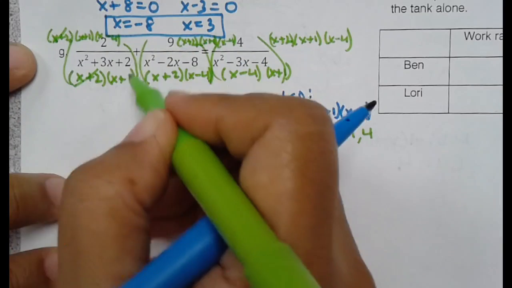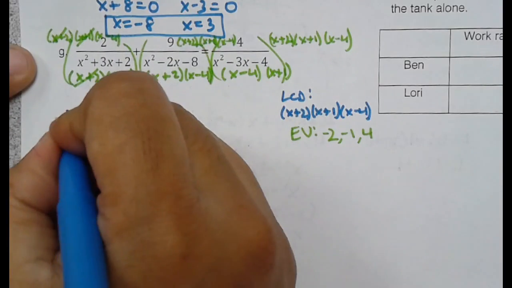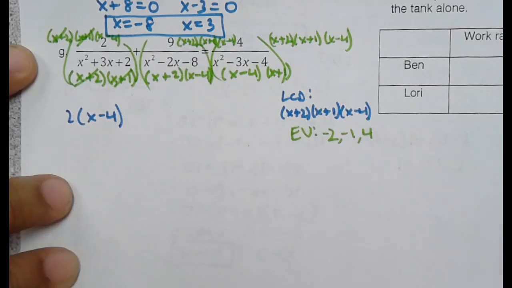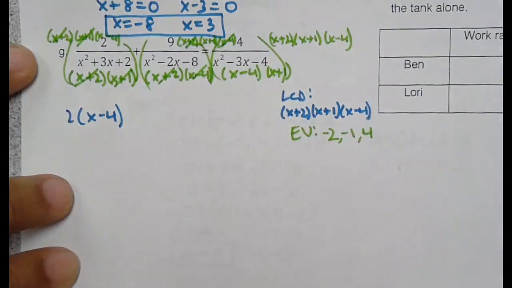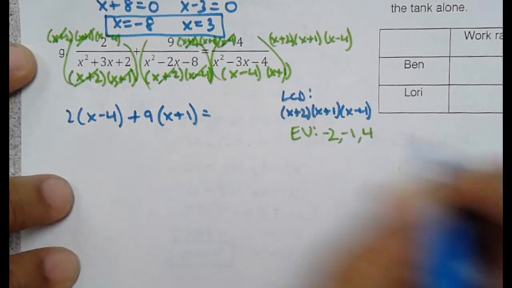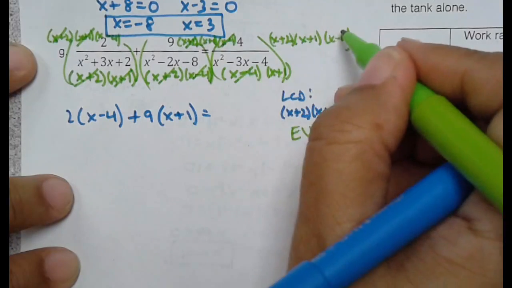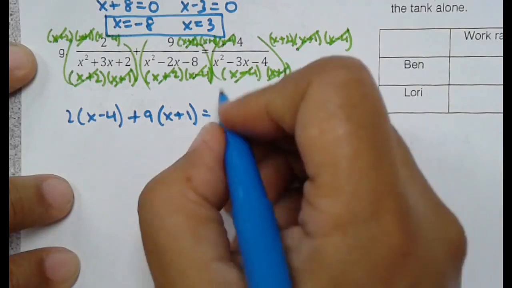x plus 2 and x plus 1 cancel, so I still have the x minus 4. So 2 times x minus 4. Here we have x plus 2, x minus 4, so I still have the x plus 1. 9 times the x plus 1. Here the x minus 4, x plus 1 cancels, so you still have the x plus 2.